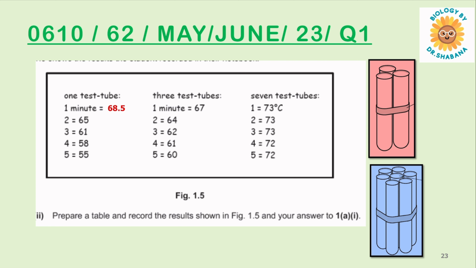Now let's have a look at another experiment. This came in the May-June series 2023, and the paper is the second variant of paper 6, question number 1. You can read up the question because I don't want to go into the details about it, but let's have a look. Now the data that was given was, this question was about homeostasis, right? How much can we lose heat?